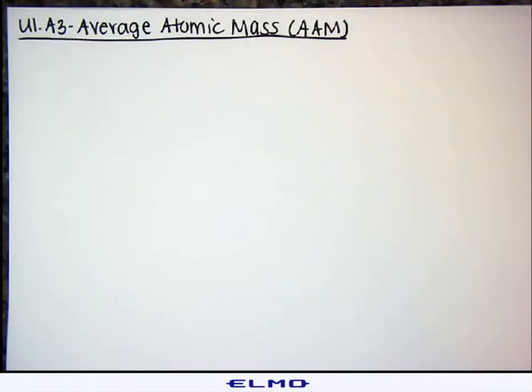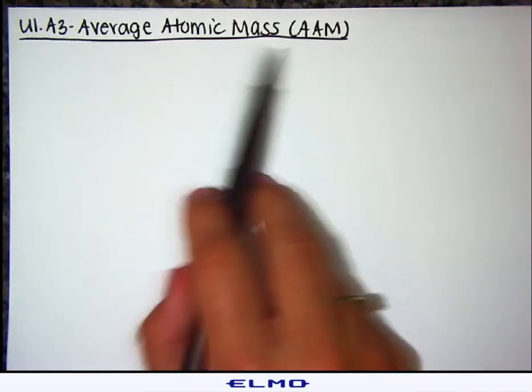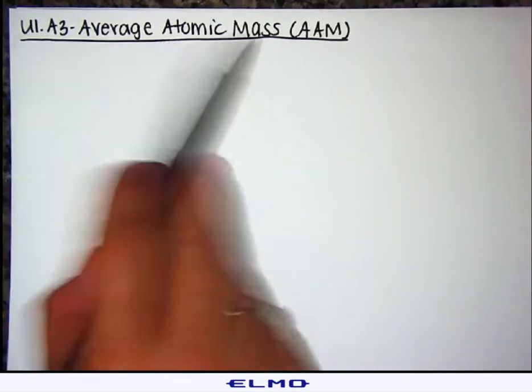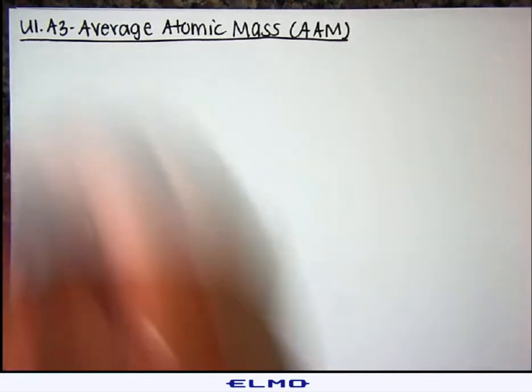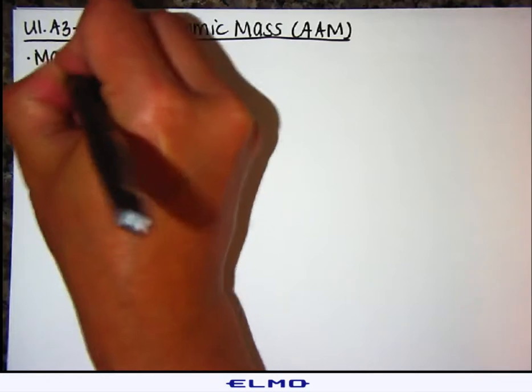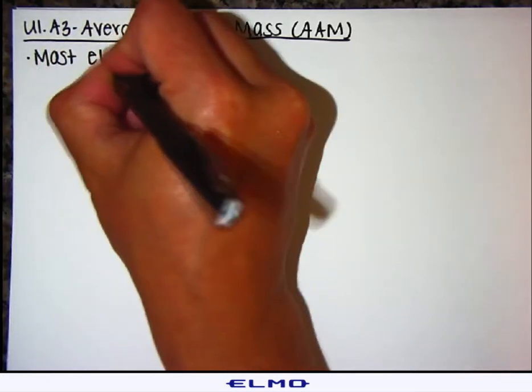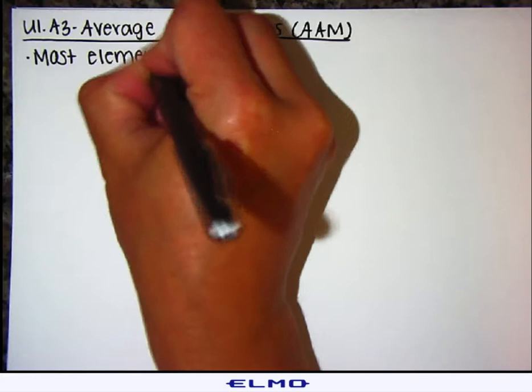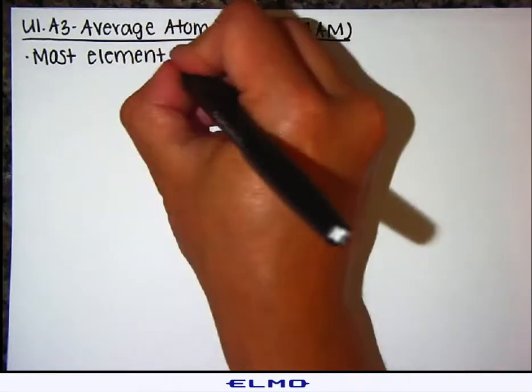This lesson will cover Unit 1, Acquisition 3 on average atomic mass. From here on out, I'm going to abbreviate average atomic mass as AAM, to save you a little bit of writing. So last lesson we talked about isotopes. Isotopes are two or more atoms of the same element with different mass numbers.